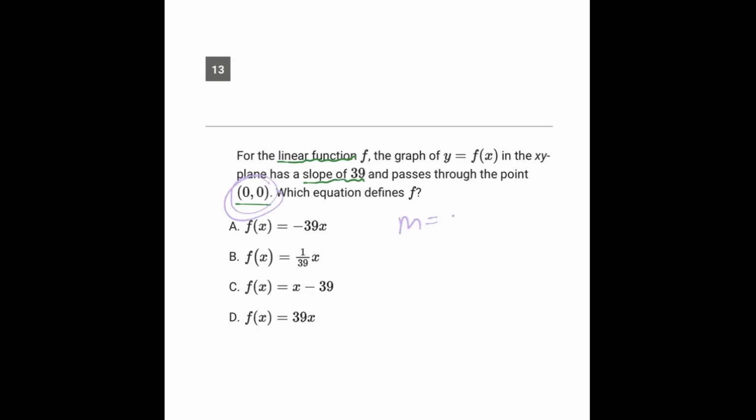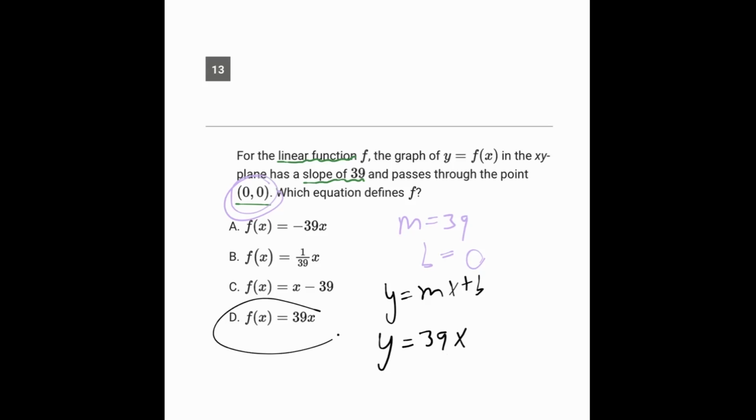So our slope is 39, our y-intercept is 0, and putting that into y equals mx plus b form, that's y is 39x plus 0. Or you can just not write anything. And so that's answer choice D for number 13.